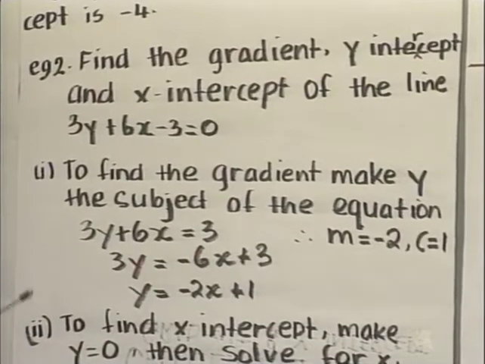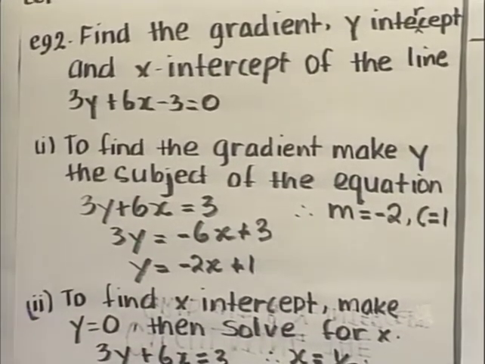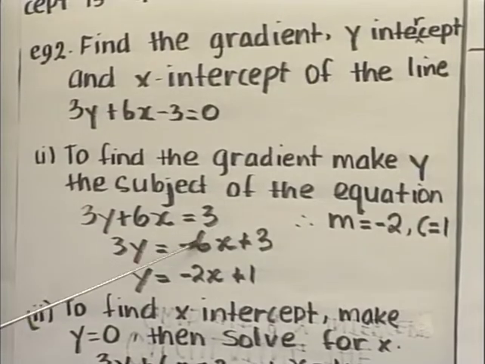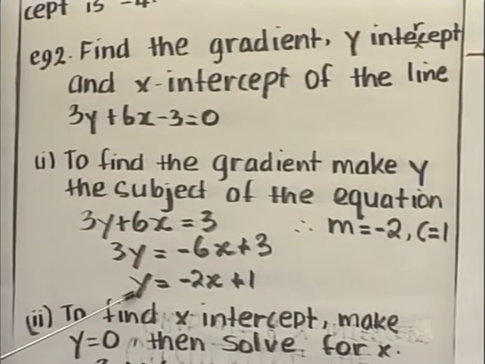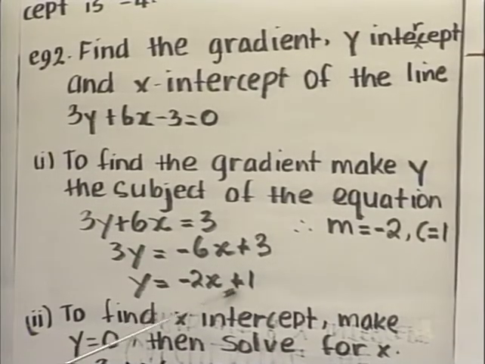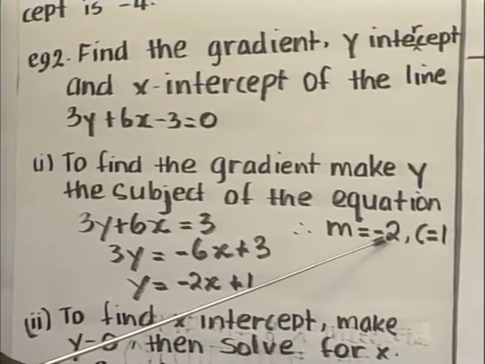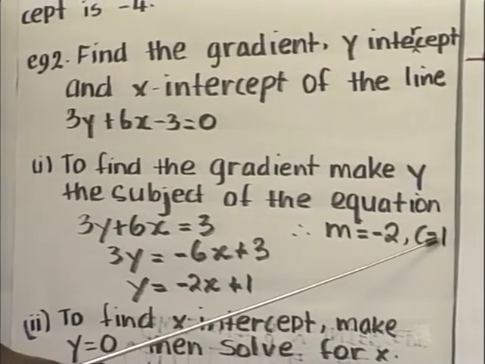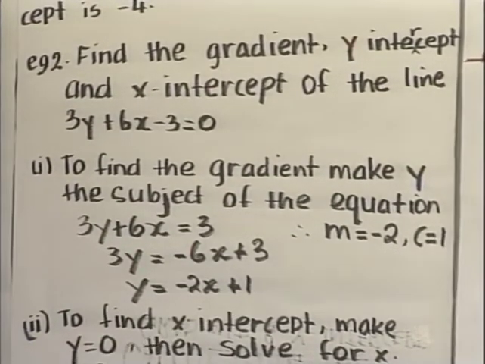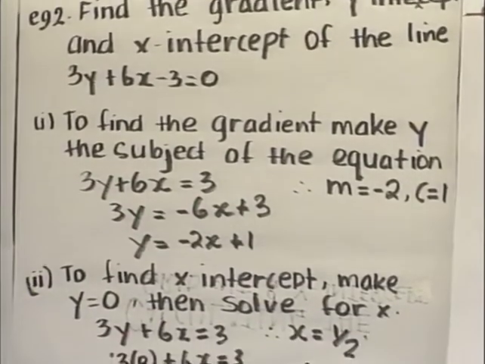3y equals minus 6x plus 3. I move 3 to the right by adding 3 on both sides. And 3y equals negative 6x plus 3. Then I divide by 3, I get minus 2x plus 1. Now, this looks like y equals mx plus c. So, the gradient is negative 2 and the y-intercept is positive 1. Is it clear? Okay, how about finding the x-intercept?